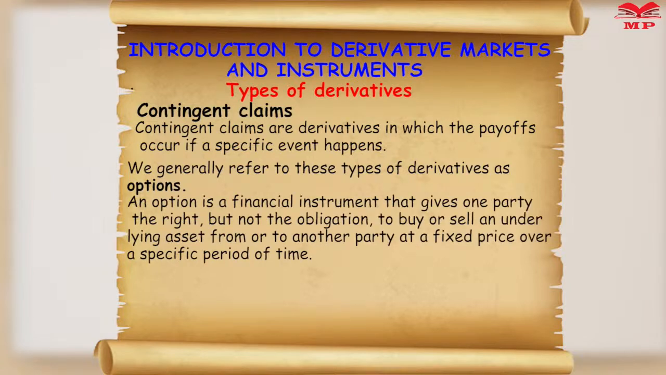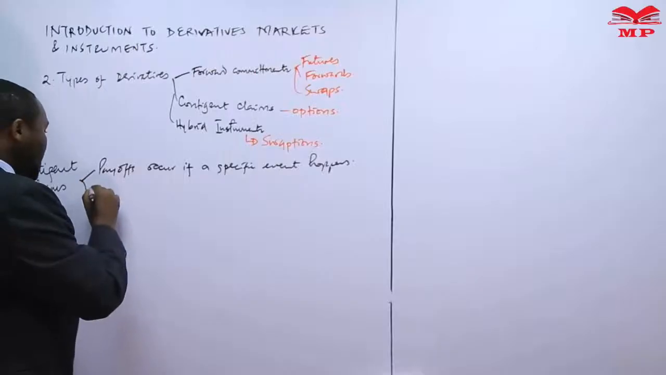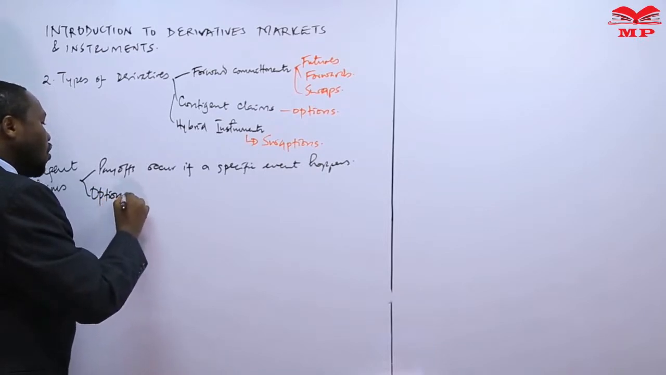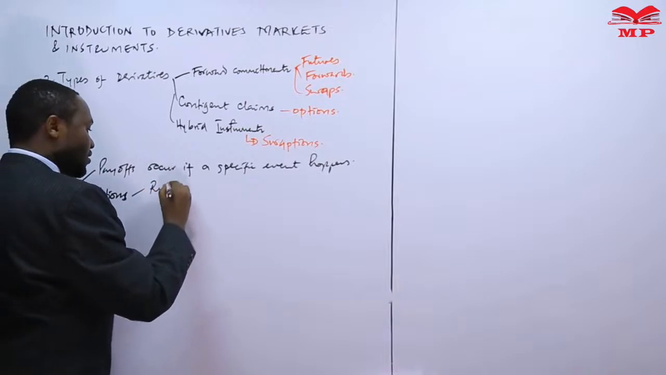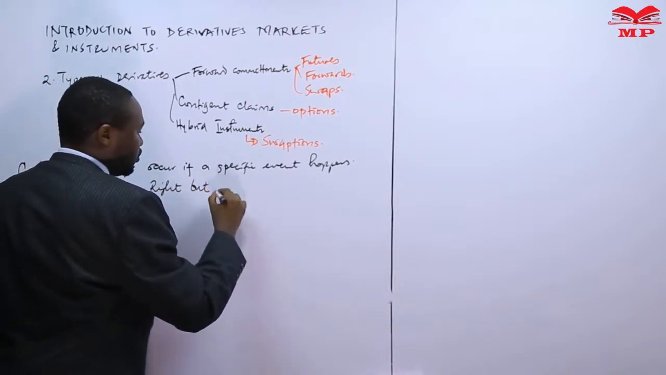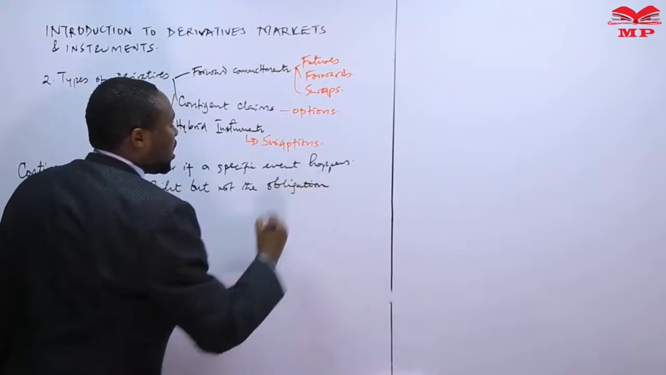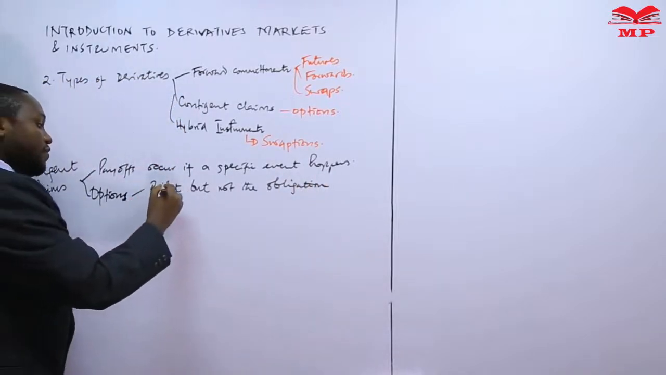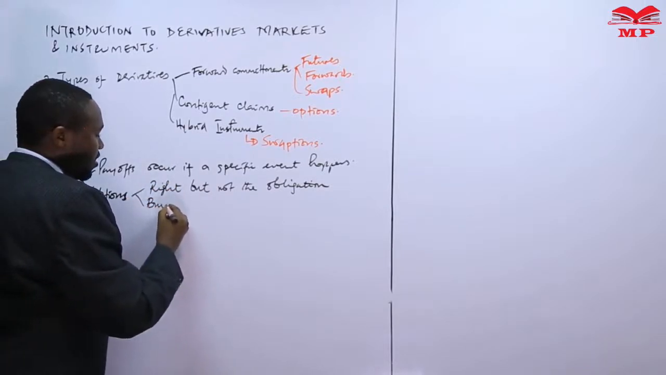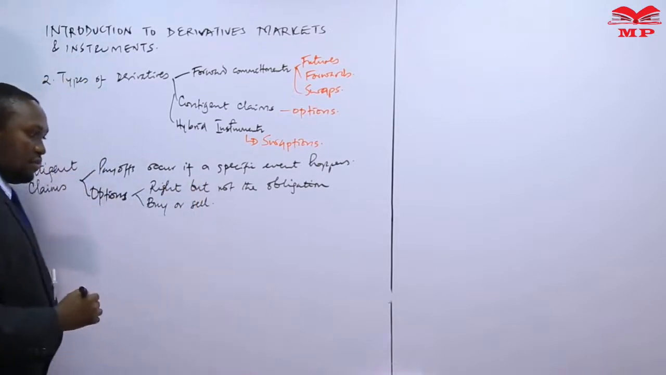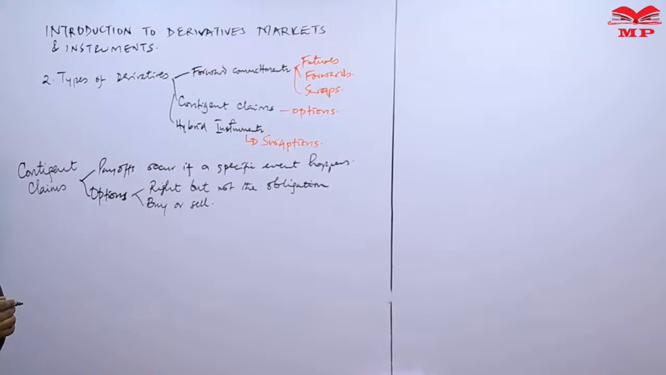An option is a financial instrument which gives one party the right but not the obligation to buy or sell an underlying asset from another party at a fixed price over a specific period. So we generally refer to them as options. And how do options behave? They give the right, but not what? The obligation. And the right to do what? To buy or sell.